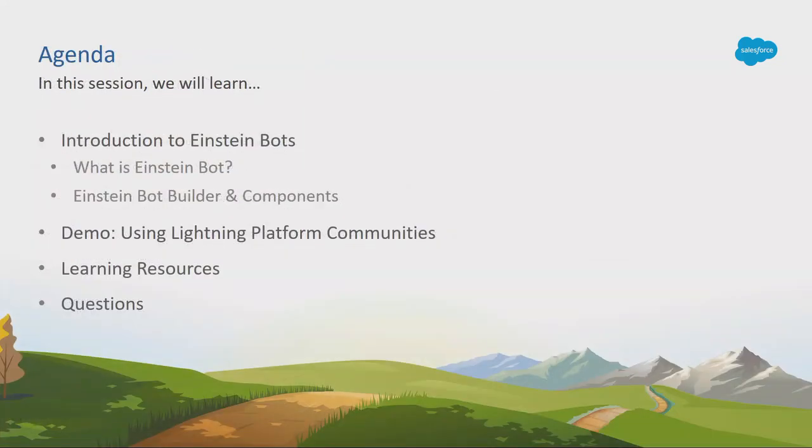So today, as we said, we're going to give you a bit of an introduction to Einstein bots. We're going to talk to you about what an Einstein bot is. We're going to talk you through the building components of that. Then we're going to dip into a demo and show you two different scenarios. We'll show you how easy it is to make a slight change, and then we'll show you some learning resources, so that everything that we've done here today you should be able to do, and then we'll have some time for questions at the end.